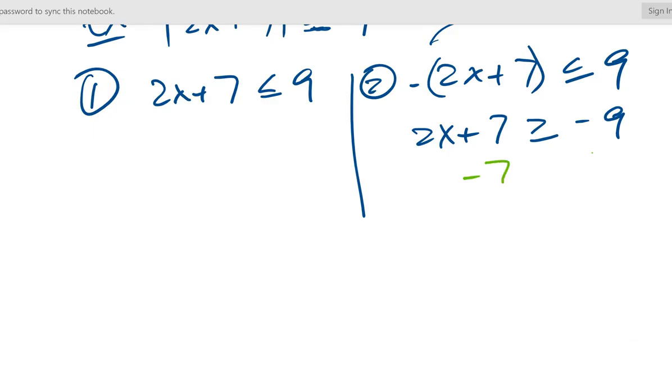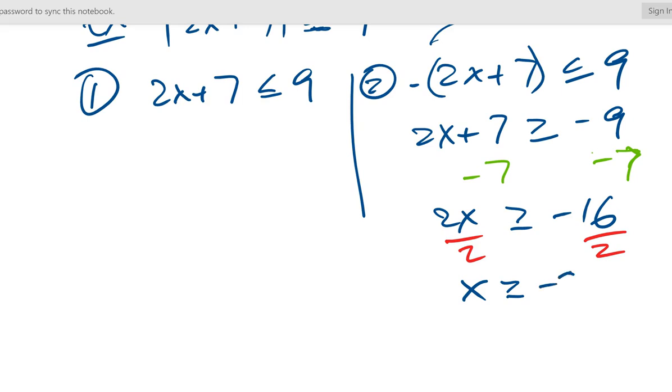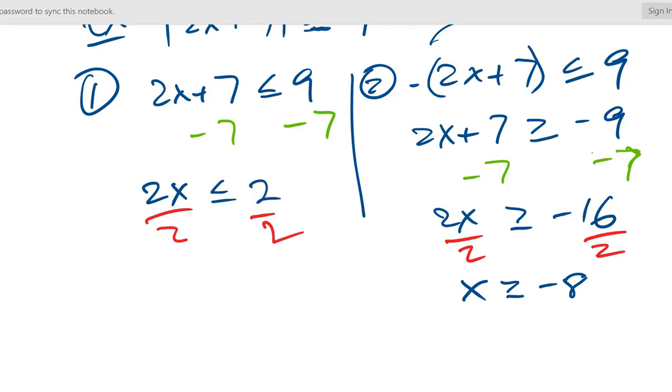So I'm going to subtract 7, and so we get 2x is greater than or equal to -16, and then we're going to divide by 2 on both sides here, and we get x is greater than or equal to -8. I have a hard time drawing 8s on this tablet. All right, now let's look at the other one. I'm going to subtract 7, and I get 2x less than or equal to 2. Now when I divide by 2 on both sides, remember, only if I divide by a negative does that inequality sign switch, so I'm going to keep it the same. x less than or equal to 1.